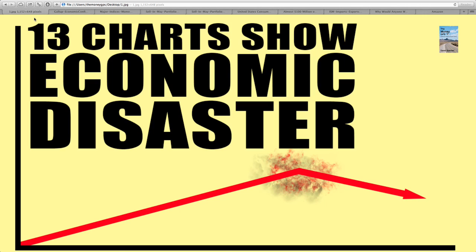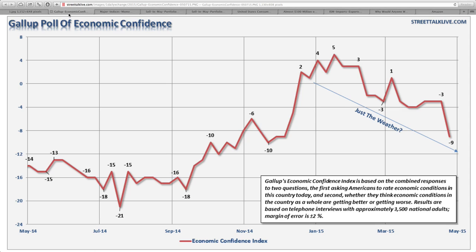I want to get into a few charts today and really connect the dots into what it all means, because just looking at the charts is simply not enough. Let's begin with this. A lot of this is out of Street Talk Live, but we're going to connect it into some other details, showing you the Gallup poll of economic confidence. And you're seeing this from the beginning of the year, where we have a decline ever since.